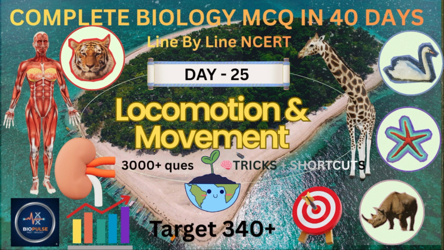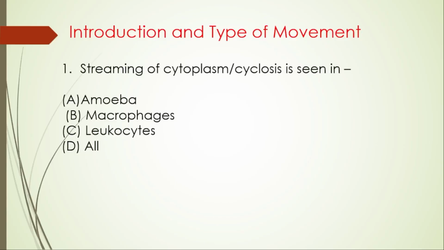Okay, so let's get started. Let's dive in. The first question for today's chapter is from introduction and types of movement. First one, streaming of cytoplasm or cyclosis is seen in option A, amoeba, option B, macrophages, option C, leukocytes and option D, all.